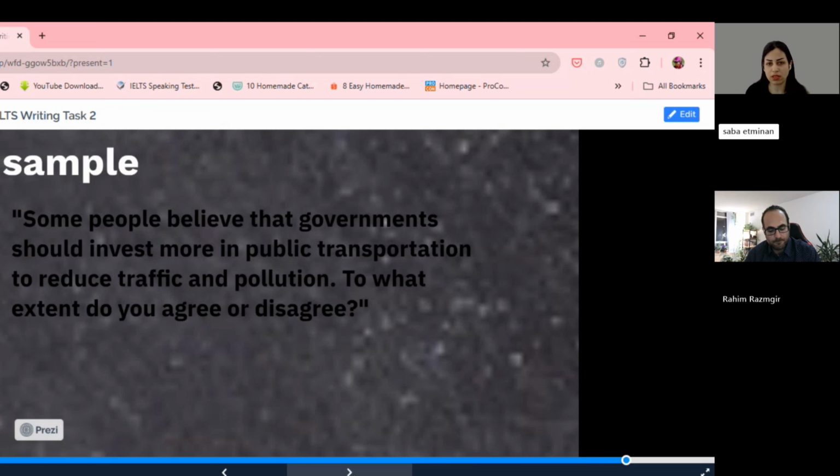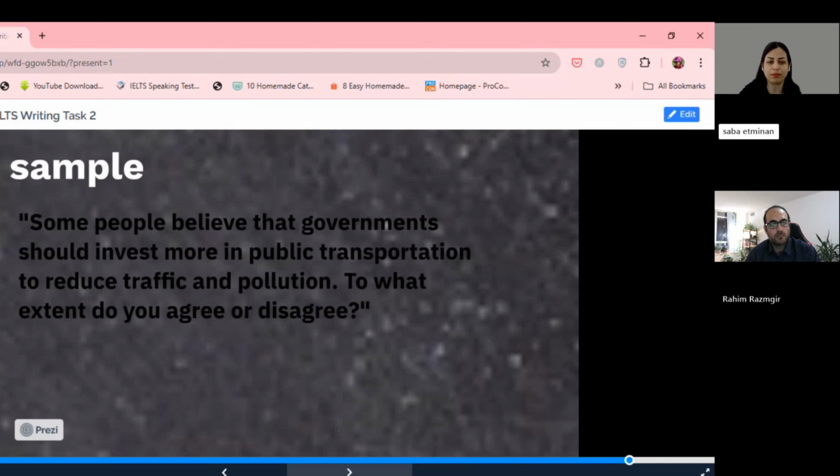Okay, let's imagine this is the question type in the exam, which is: some people believe that governments should invest more in public transportation to reduce traffic and pollution. To what extent do you agree or disagree? This is one question type in the exam.